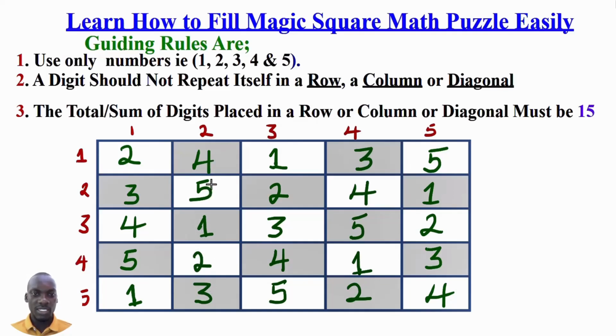No digit repeating. Likewise for the other columns. Still in the first row, we can cross check. We have this one, this is 2, 3, 4, 5. No digit repeating. Likewise for the other rows.